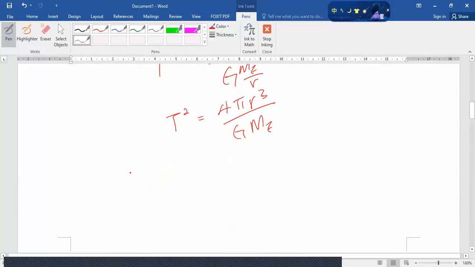Period: 1 day is equal to 24 hours times 3600 seconds, so 1 hour is 3,600 seconds. So this is the period, the time for 1 revolution. So period squared is equal to 4 pi squared R cubed over G ME. What is R? We don't know the distance.